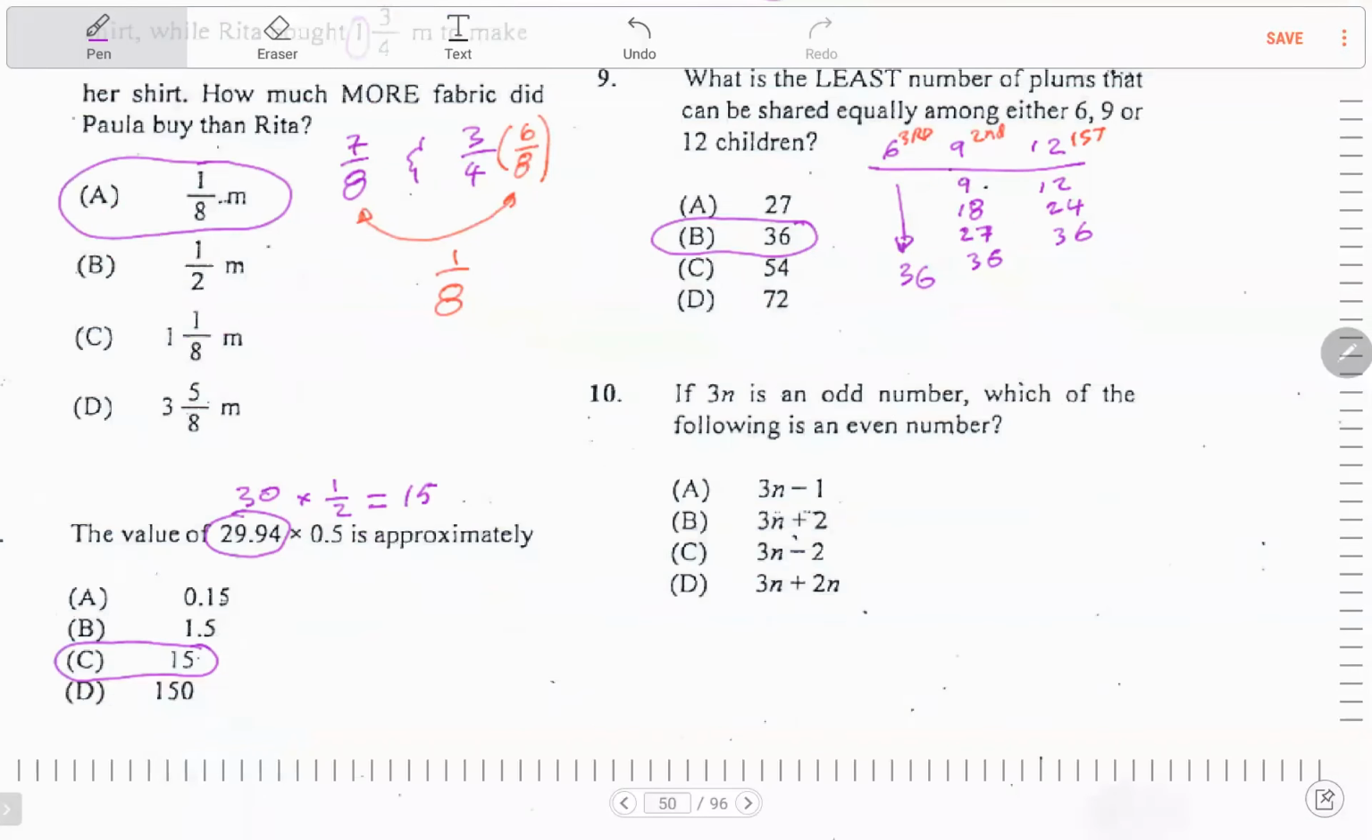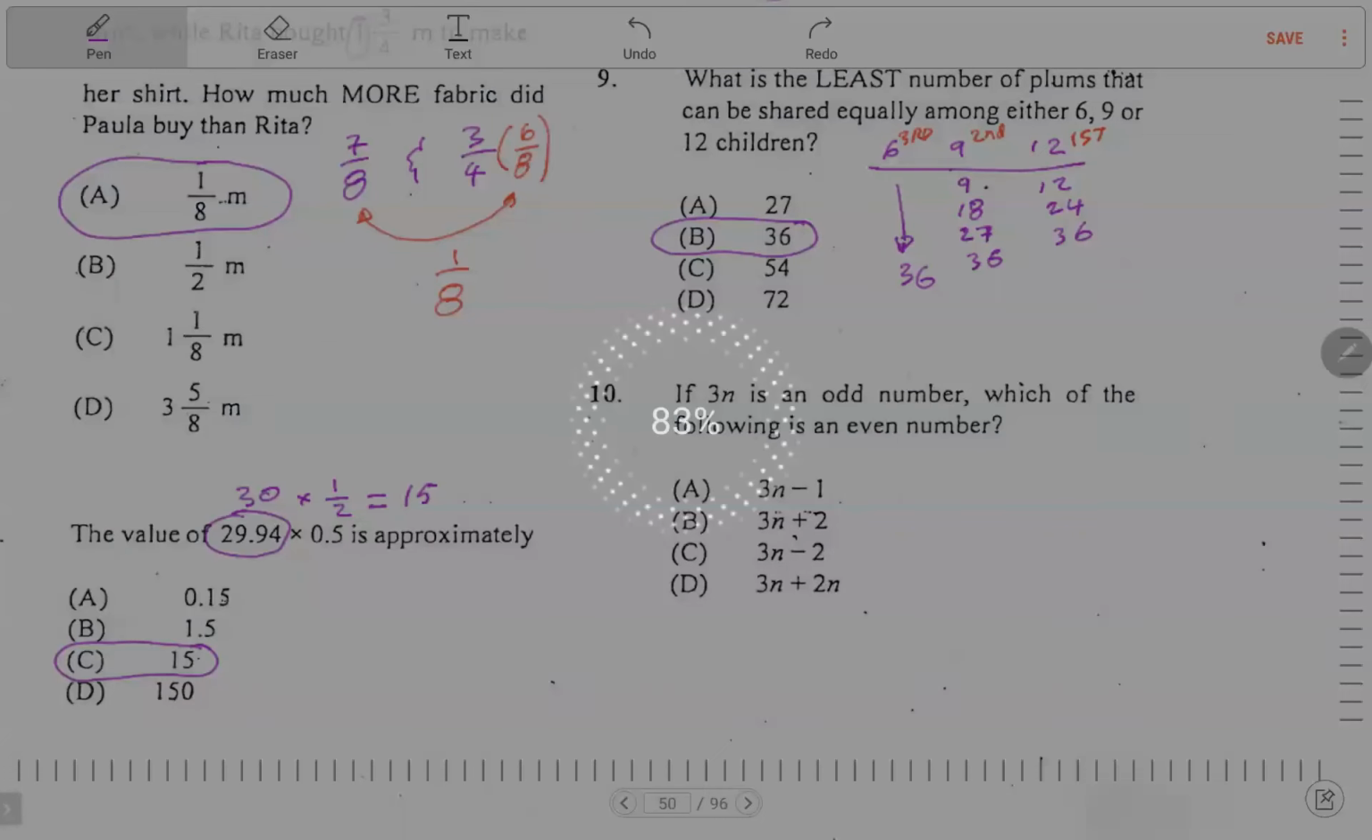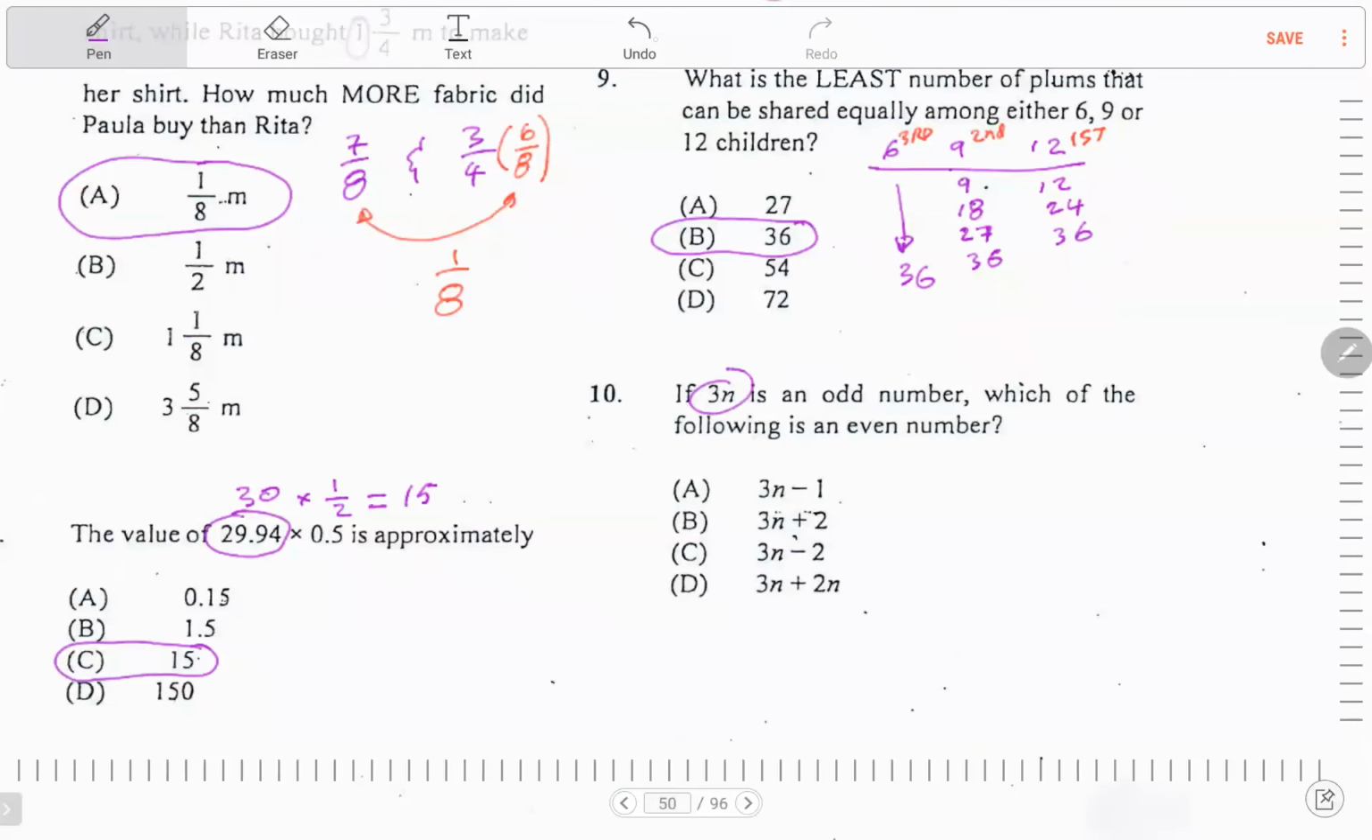Next one. If 3n is an odd number, which of the following is even? Now remember, a number that comes before or after an odd number is even. So if 3n is an odd number, you add 1 or subtract 1 to get an even number. So the answer is this one. This must be an even number. Subtract 1 from an odd number, and you must get an even number. All right, and that is that.